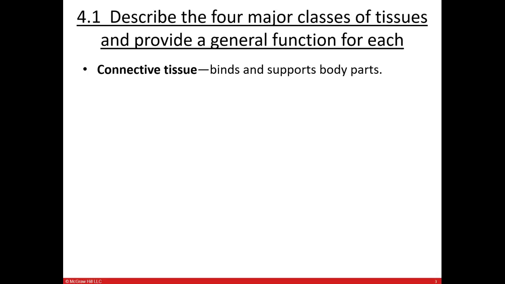how each is different. So the first class I have are connective tissues, and they bind and support the body parts. They hold things together, they fill in spaces, they provide cushioning. So these are called connective tissues. In the subsequent lectures, we're going to expand on each one of these. So we'll talk a lot more about connective tissues.